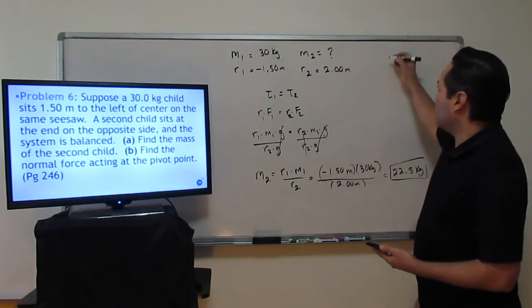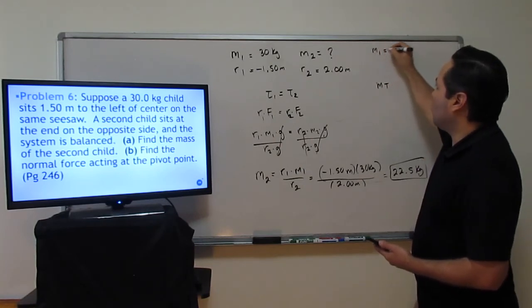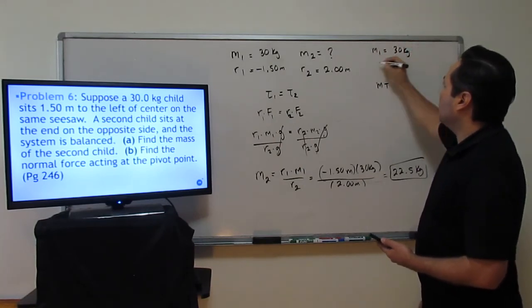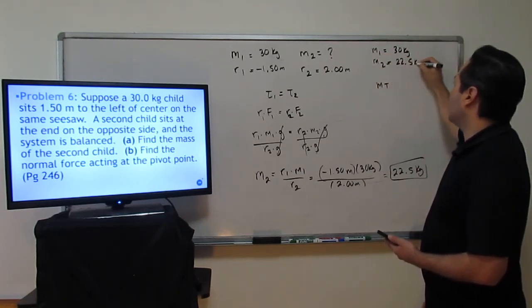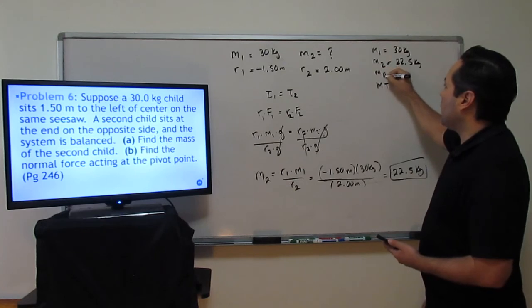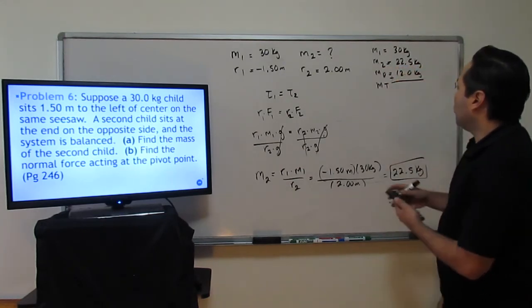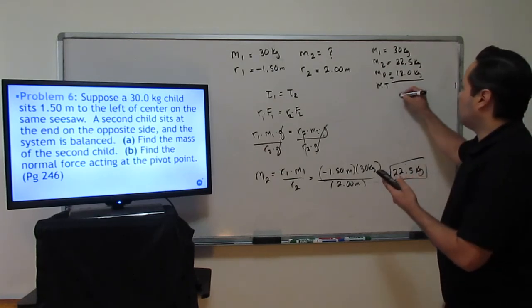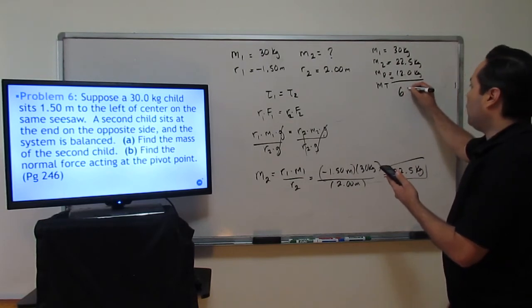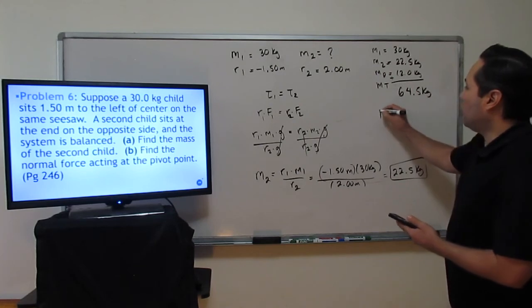So now we know that the total mass, MT, is going to be the mass of boy number 1, which is 30 kilograms, plus the mass of boy number 2, which is 22.5 kilograms, plus the mass of the plank, which was 12 kilograms. So to get the total mass, 30 plus 22.5 plus 12 is going to give us 64.5 kilograms total.